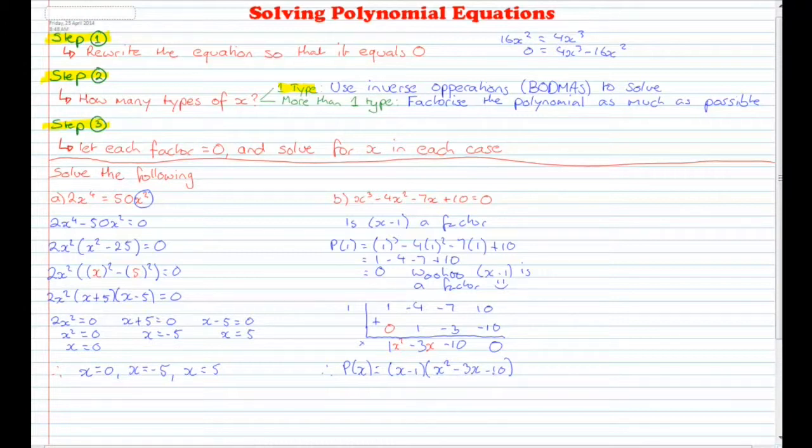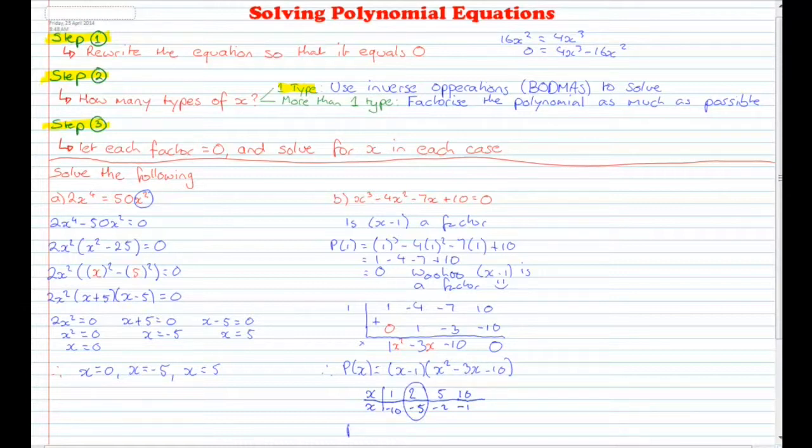Now I've got 3 terms with no value for a out the front of the x squared. So what I'm going to do is look for the factors of negative 10. So I've got x and x like so. Factors of negative 10 are 1 and negative 10, 2 and negative 5, 5 and negative 2, and 10 and negative 1. Now which one's going to add to negative 3? Well, it's going to be 2 and negative 5 here.